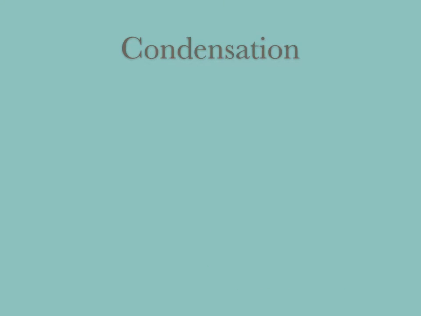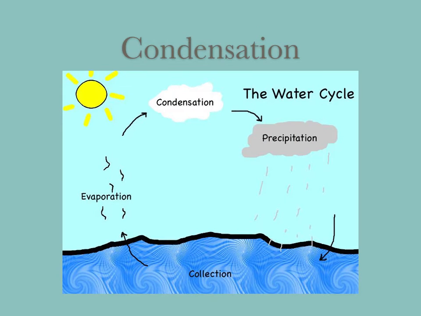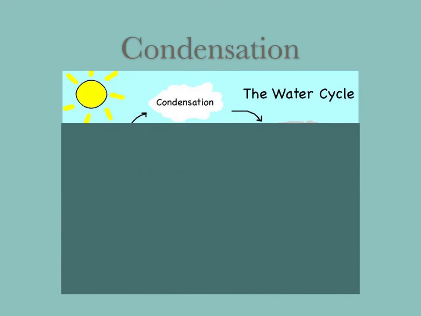Condensation is the second part of the water cycle. We can see condensation at the top of our diagram in the clouds. Let's take a closer look at what condensation is. Condensation is when the warm water vapor travels up in the air and becomes cool. When the water vapor cools, it begins to change back into liquid form. This results in clouds. The cloud will grow larger and larger as more water vapor collects.